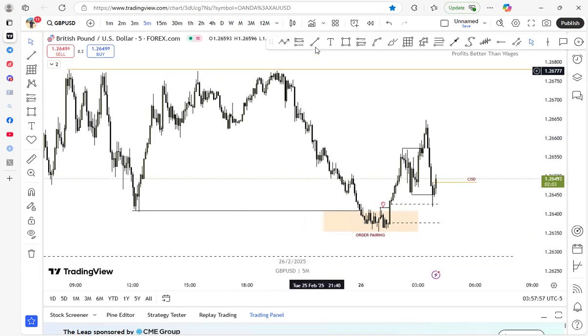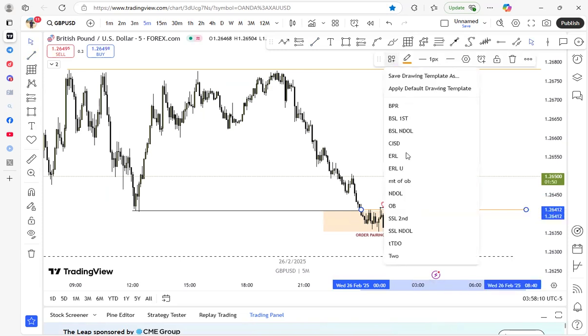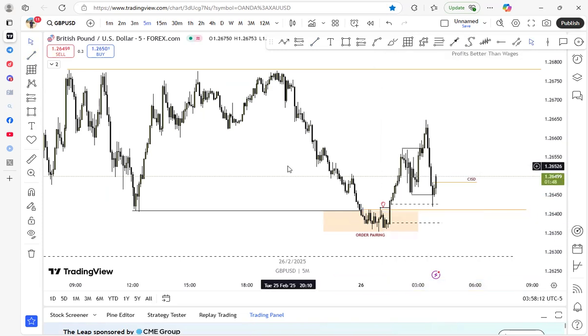Oh, I forgot to mark our midnight opening price. This is going to be our midnight, our true day open. Sorry for forgetting this. Very, very important. You can see that we have manipulated our true day open. As we can see, price going below this, we are manipulating, sort of forming a low of the day.